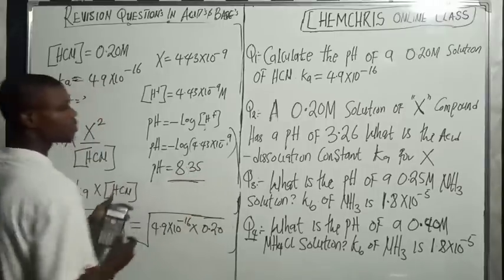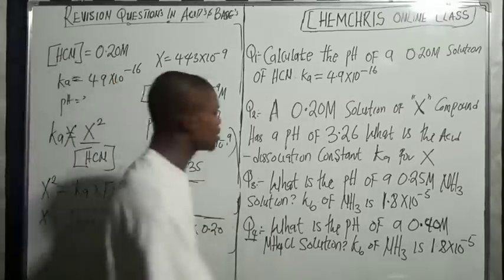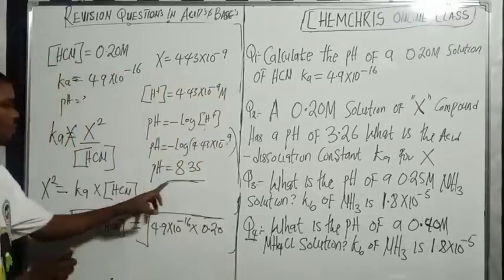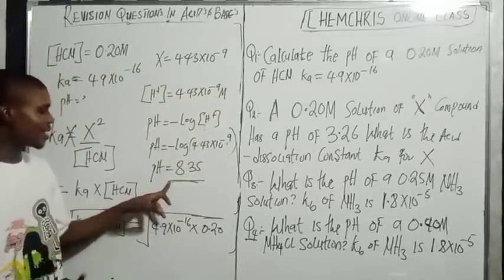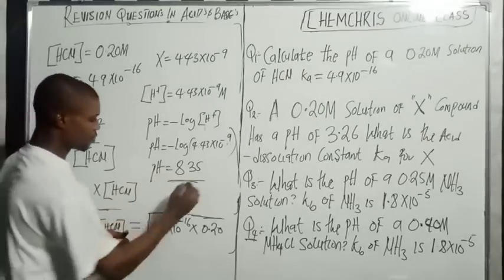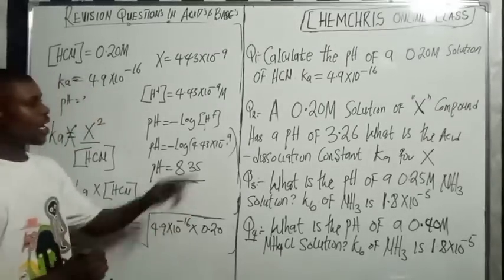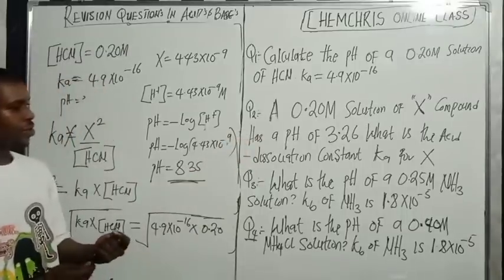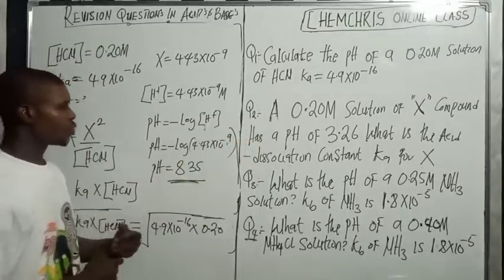8.35. That is the formula here. So that is my answer. My pH is this. So let's look at the next question, question 2.